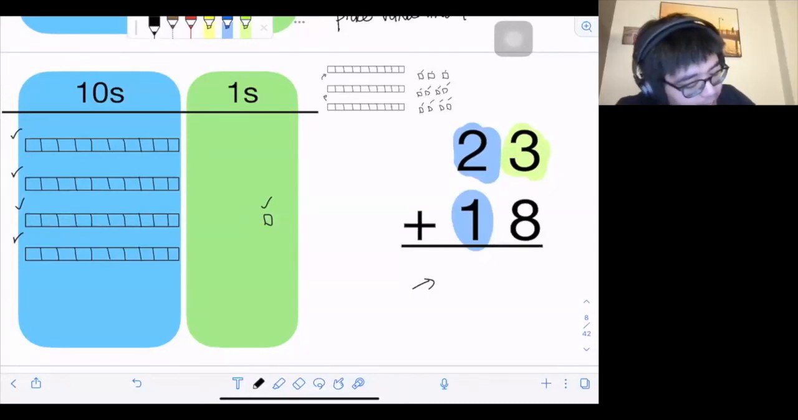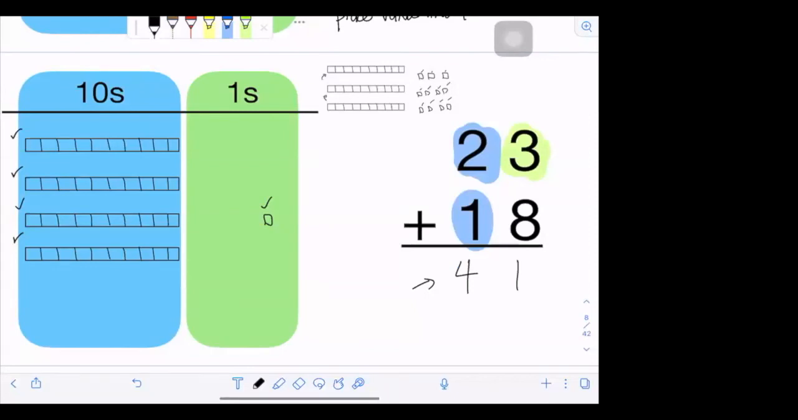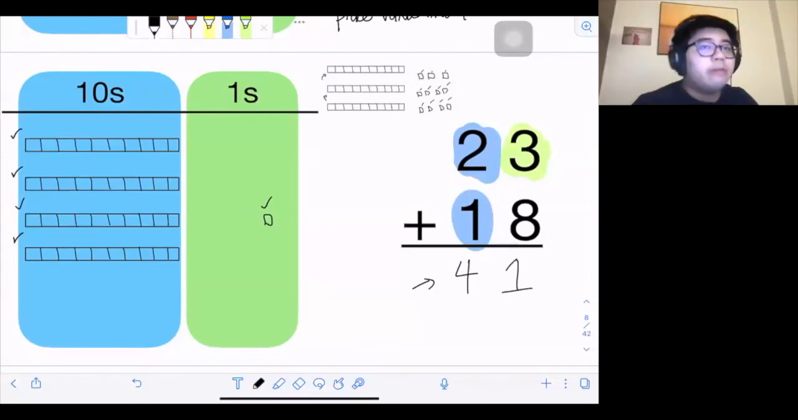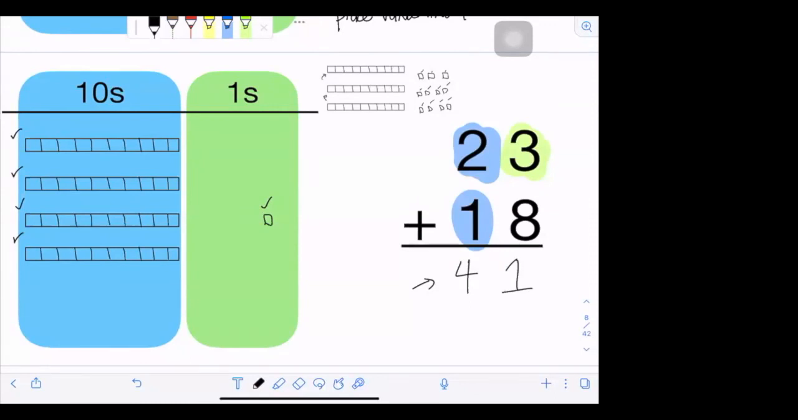Pagbilang natin ng tens, apat na sunod 10. Sunod natin yung one box. Ano yun? 41. Thank you, Alex. Yan yung pinaka favorite kong methods or way of teaching sa students ko, sir.